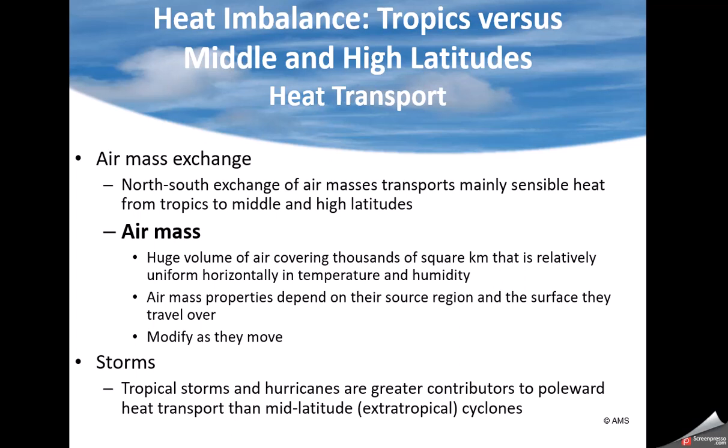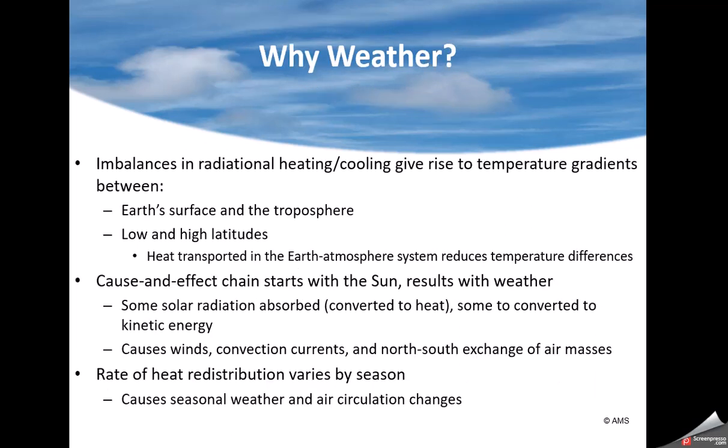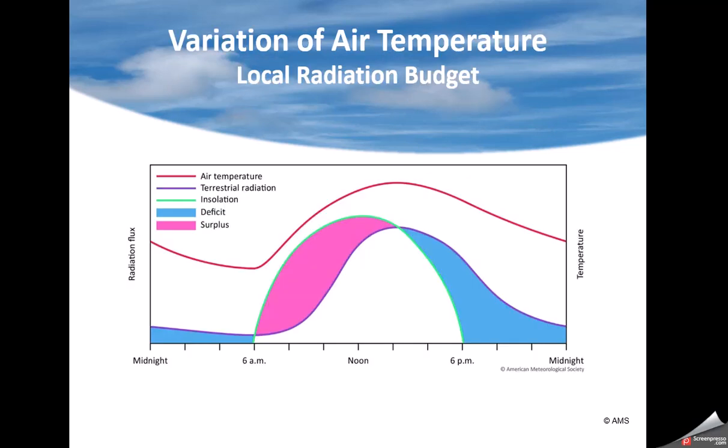Also, storms are very great contributors. Matter of fact, tropical storms and hurricanes are the greatest contributor of moving heat towards the North Pole. So all these imbalances are what causes the weather. They set the air in motion, and they cause this change in seasons. They cause our storms. They're the reason we have weather. If the Earth had uniform temperature, not so much.